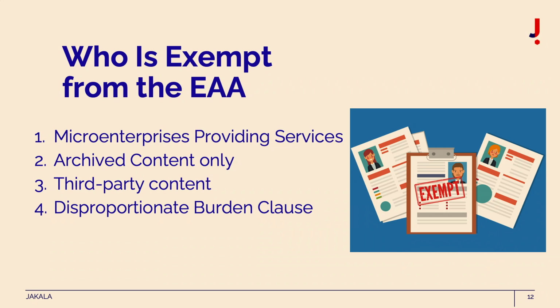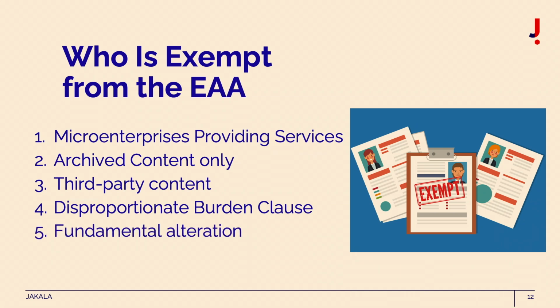The disproportionate burden clause is an interesting one. It basically means that if the implementation of accessibility will cost you more than you can afford, you can file the disproportionate burden clause. We cannot get into details since it's a topic on its own for a session. However, just know that it is possible to not be compliant to EAA if you can't afford it.